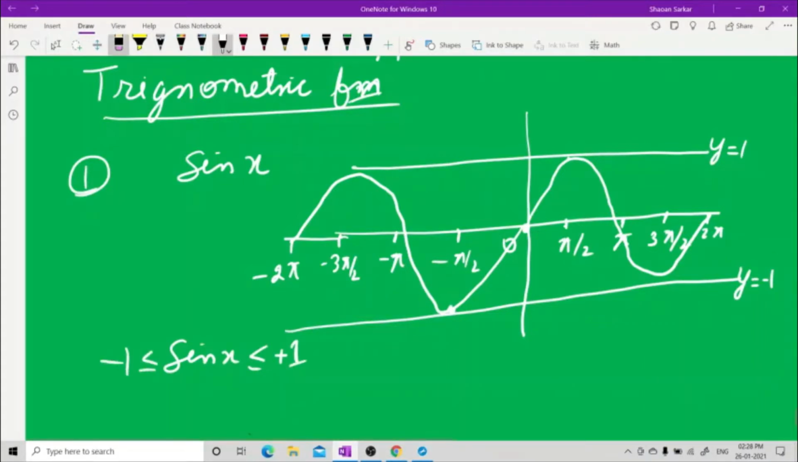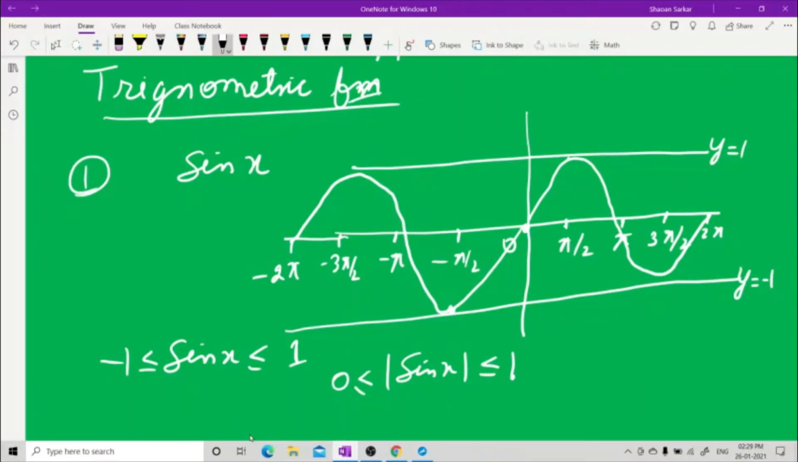There is no use writing plus in front of 1. So mod sine x is always less than or equal to 1 and greater than or equal to 0, because we are taking the mod value.